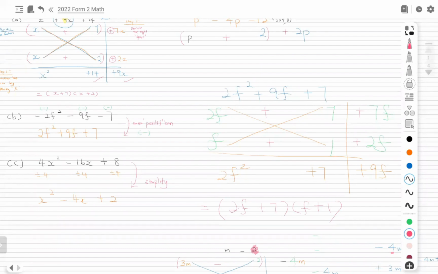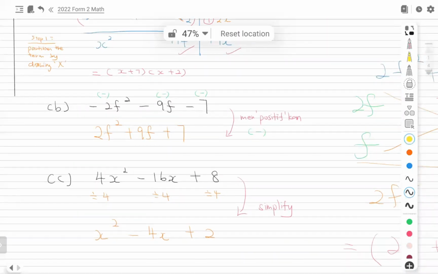When will we know whether to change to positive? When the first term starts with negative, then you have to make it positive. If the second term is negative, that's okay, like this one, negative, no problem. The first term refers to the number that is attached to the square.